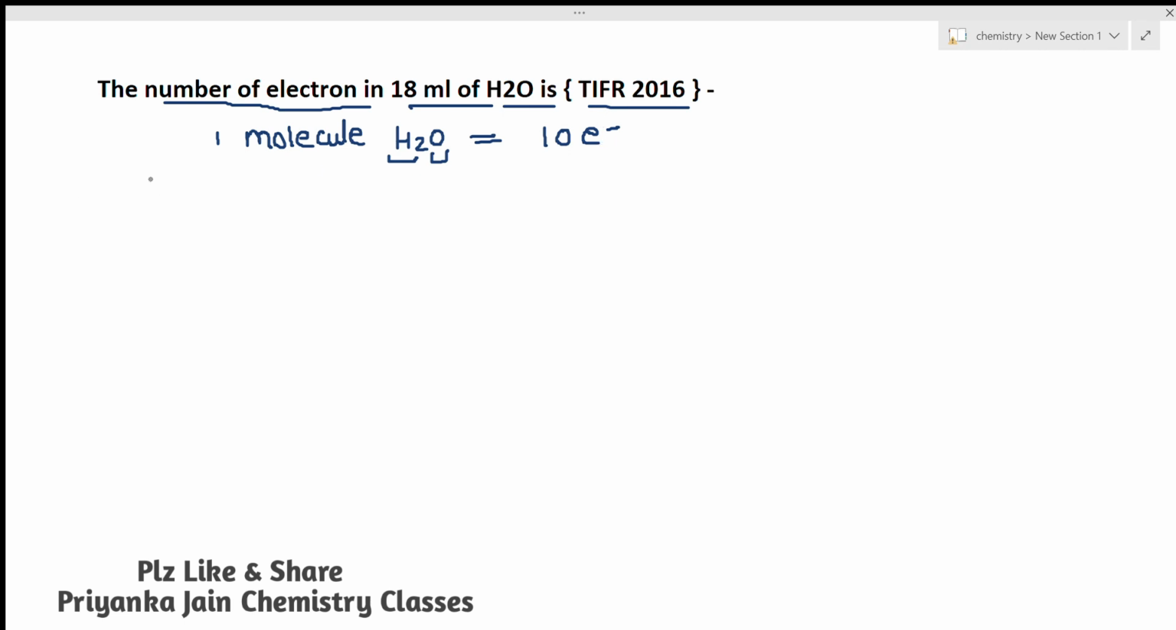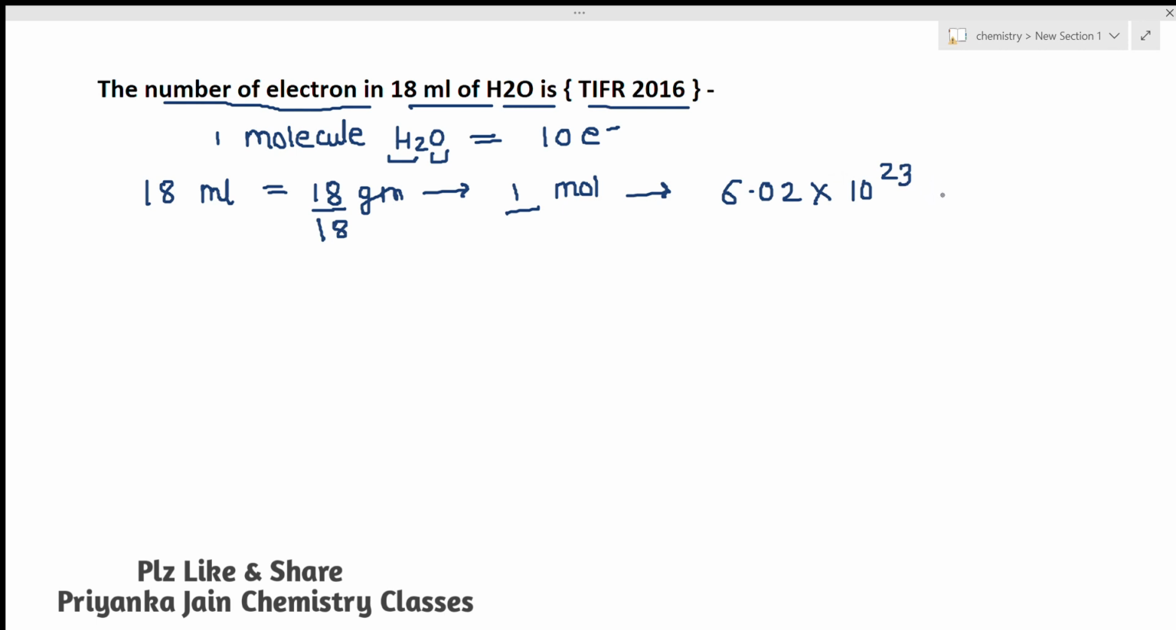Now we have given 18 mL. 18 mL of H2O means 18 grams because density is 1. So 18 grams, we can see this is the molecular weight of H2O. So this will be equal to 1 mole, just divided by 18. So you are getting 1 mole of H2O, and we know that in 1 mole of anything there are 6.02 into 10 to power 23 entities. It means 6.02 into 10 to power 23 molecules are here, right?